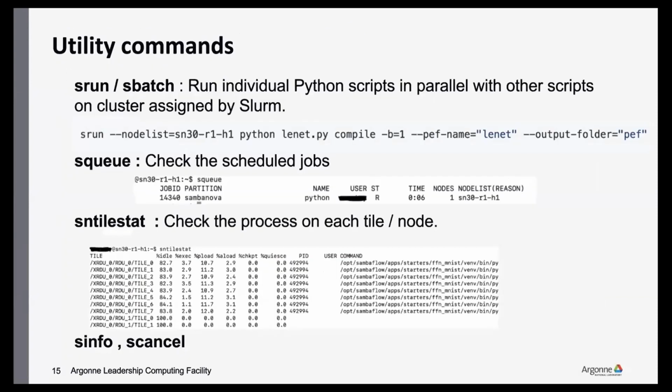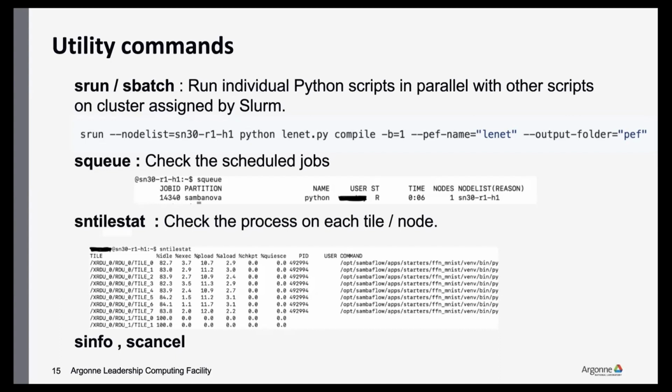Some of the utility commands that I want to highlight are obviously the Slurm commands, which are both srun and sbatch. The only difference between srun and sbatch is that with sbatch you create a script and then you use sbatch to run it, or individually you can also use srun to run your processes in parallel with the other processes, and the resources are allocated by Slurm.